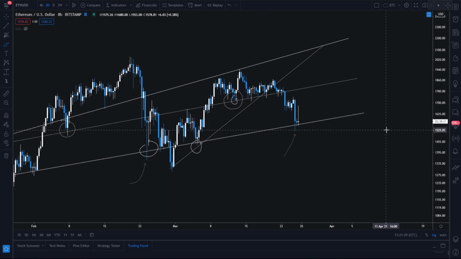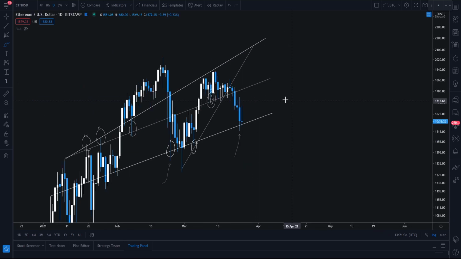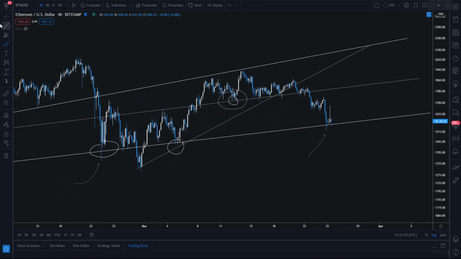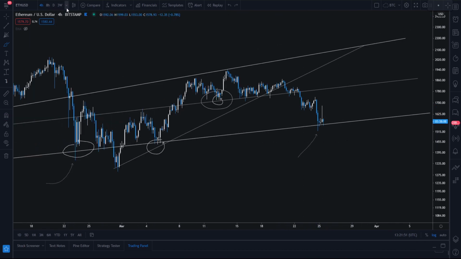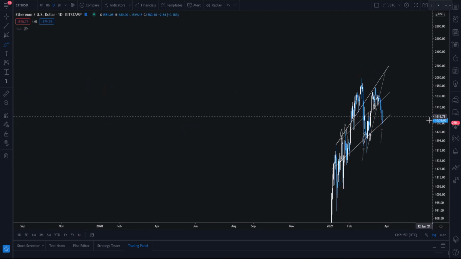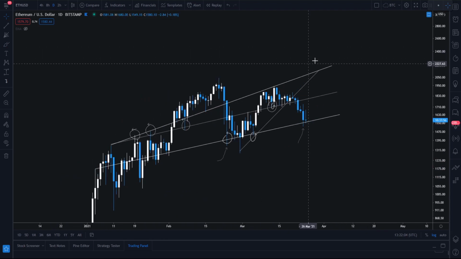And honestly, it's hard to say. I guess if we keep closing dailies above, then it looks okay. But yeah, I would just be watching this region at 1550 really closely. This wick is pretty scary right here. But I guess right now in this market, as long as we're holding this trend line, you could expect to see some buying, buyers step in and defend price action.